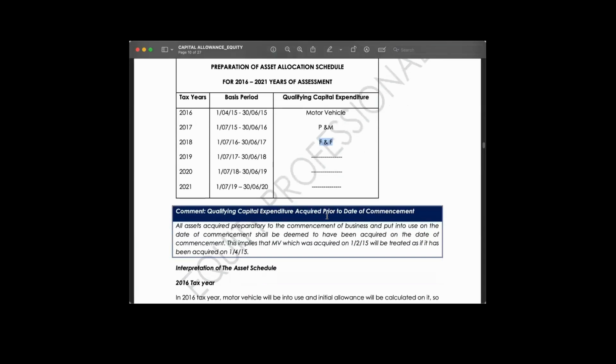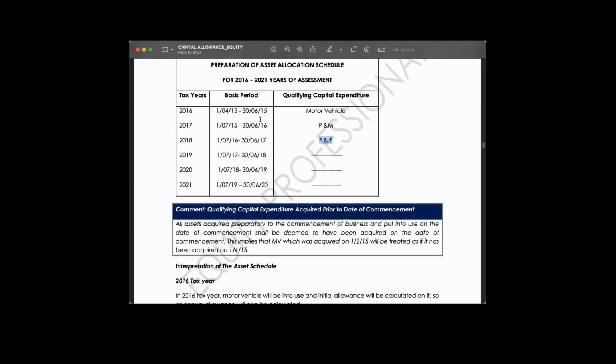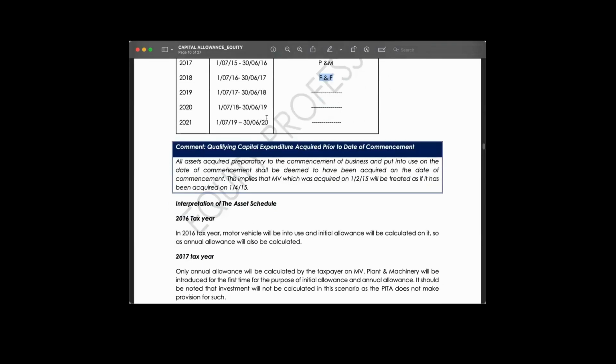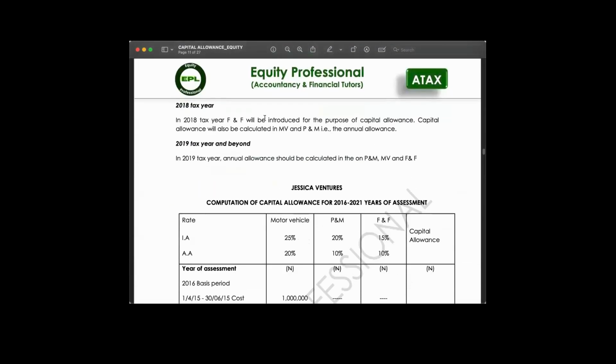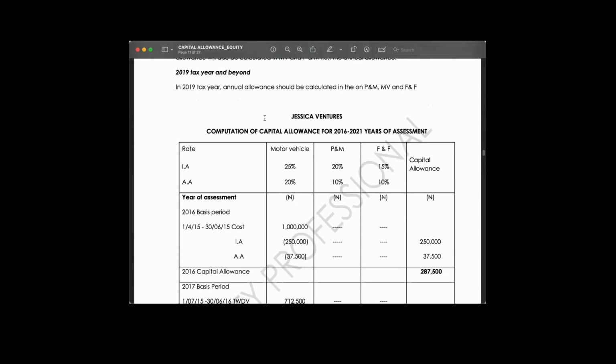So that is your asset allocation schedule. The next one is for us to compute our capital allowance. I have used a different rate here. Why did I use this rate? Because he is an individual. Okay, that's why I've used this rate. So bear with me. For your level, you will not be seeing this kind of rates. You are only going to be seeing another rate. I will explain that when we get to the next question.